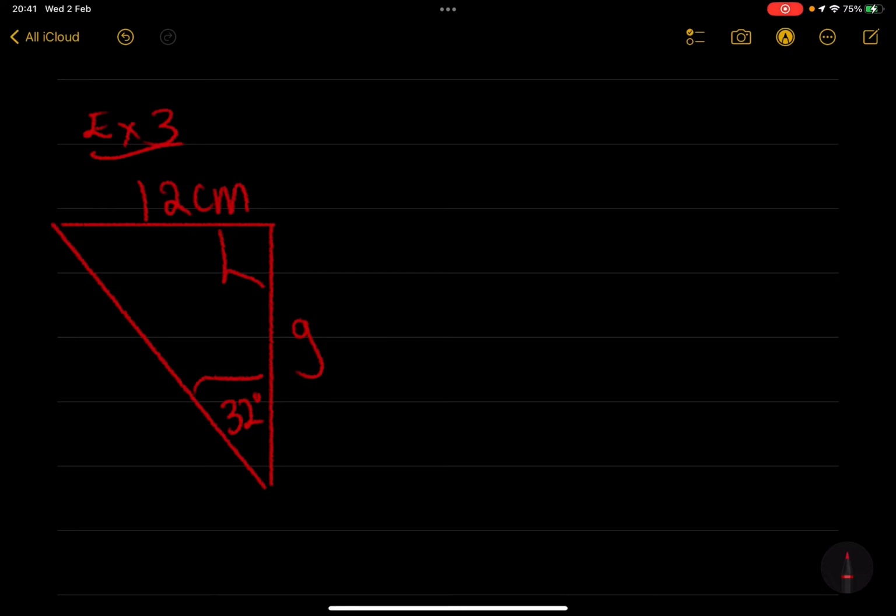Right then, so we're going to do your list. So you've got your opposite. Sorry, if I've gone too quick, pause it if you need to. Right, so you've got your opposite, your adjacent, your hypotenuse, and your angle.